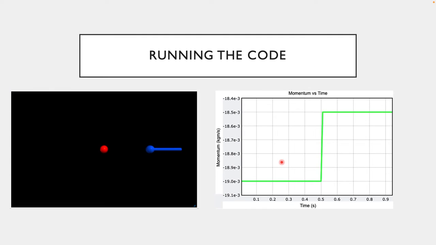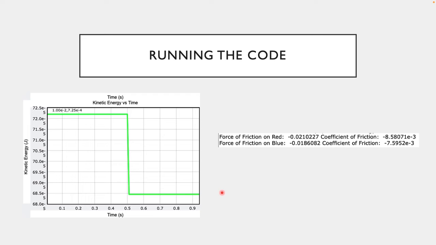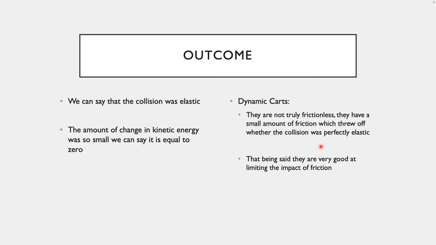So I run the code, we see the collision, and we can see that the momentum versus time, it seems like it's changing a lot, but it's from negative 19 to negative 3, so it's barely any change. And for the kinetic energy versus time, it's the exact same thing. It looks like it's a lot of change, but it's really like 0.000685 joules. So from the other calculations, I get the force of the friction on the red and on the blue cart, and I can see that it's almost 0.